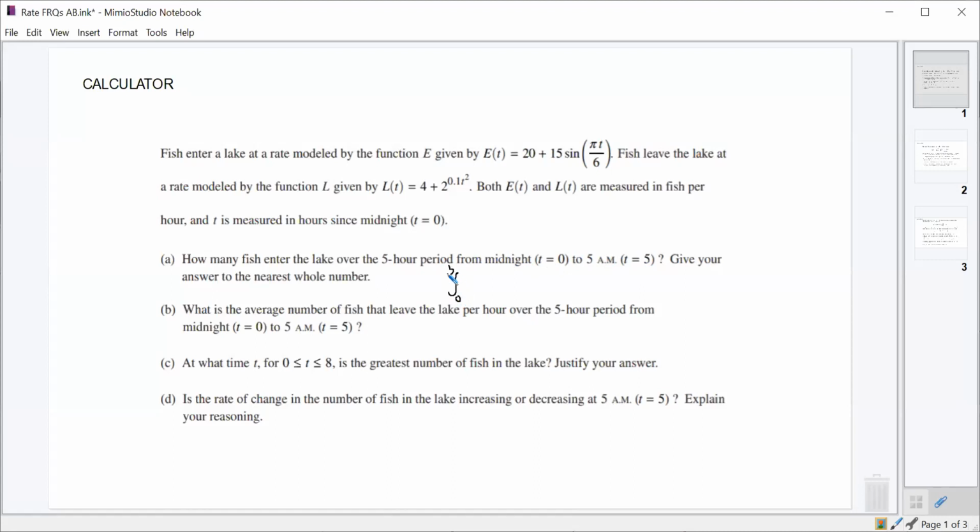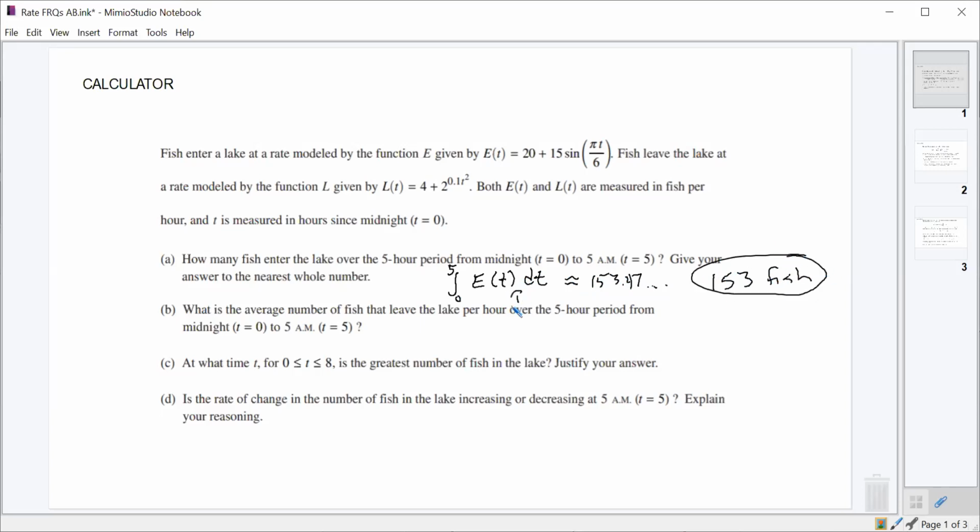To find an actual amount from a rate function, you just integrate that rate function on whatever interval you're interested in. So the integral from 0 to 5 of E of t dt comes out to be 153.47 something. And it asks you to round to the nearest whole number, so we'd say 153 fish.